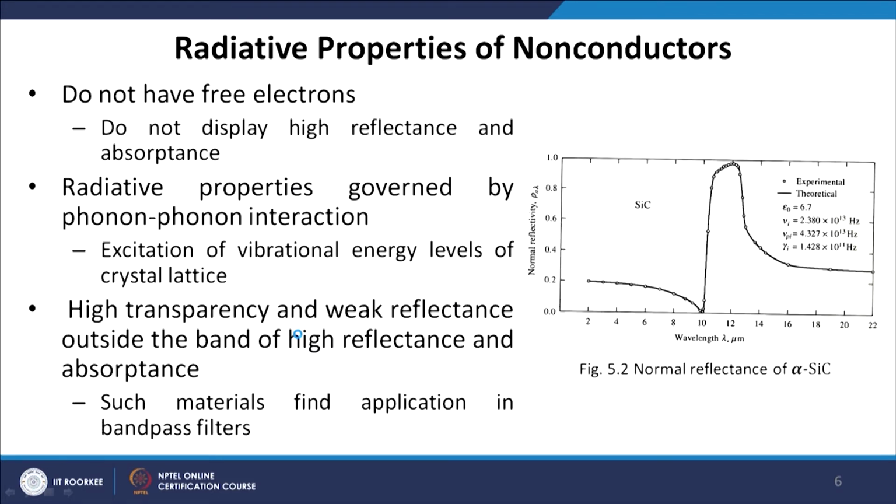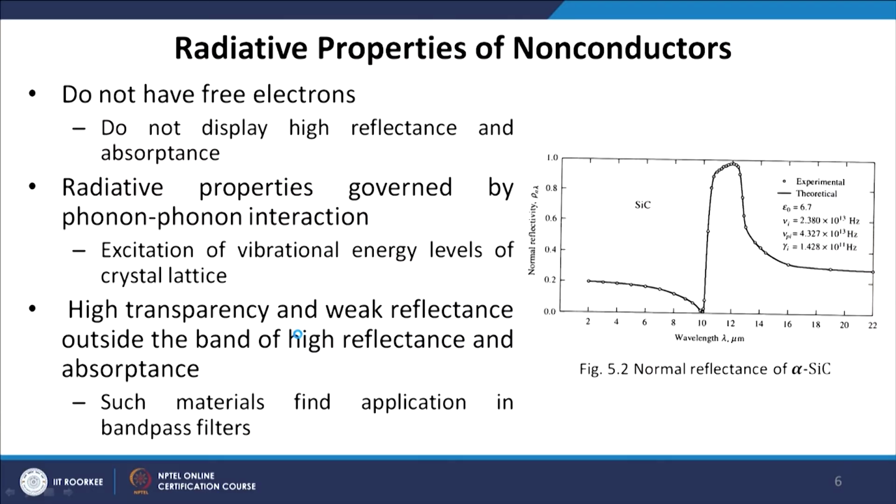Now, radiative properties of non-conductors. Metals have free electrons and display very high reflectance and a very small value of emittance, as we have seen in the previous slide. Metallic surfaces are highly reflective because they have free electrons, and they also have strong absorptance. Whatever is not reflected from the metallic surface will be absorbed strongly within the metal. So, they are very poor transmitters of radiative energy.